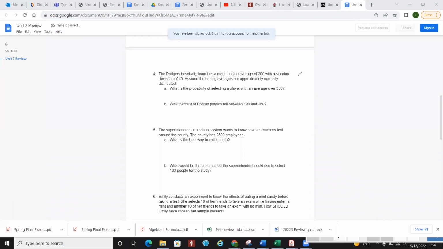All right, let's take a look at number 4. The Dodgers baseball team has a mean batting average of 200 with a standard deviation of 40. Assume that the batting averages are approximately normal. What is the probability of selecting a player with an average over 350?